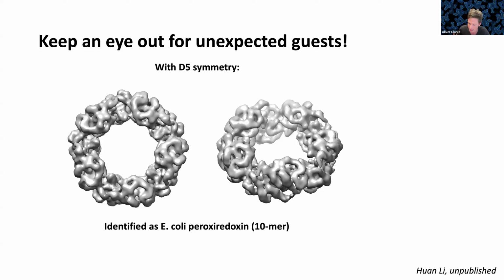So always keep an eye out for things that you don't expect to be there. And don't always assume that what you're looking at is the protein you were planning to look at, because it can definitely happen that you get something else coming along for a ride, or in certain cases that something else is the only thing that came along for a ride, and you've solved the structure of a contaminant. Can happen, so always consider the possibility.